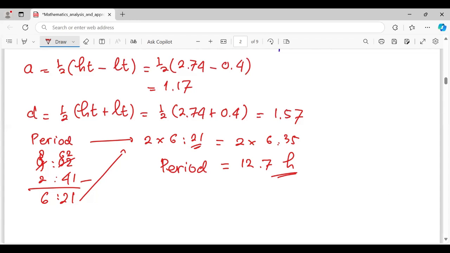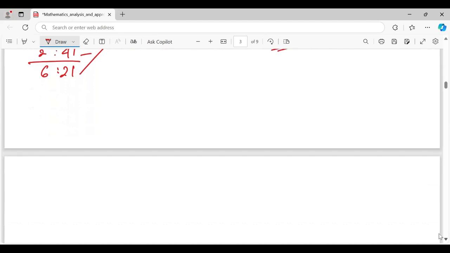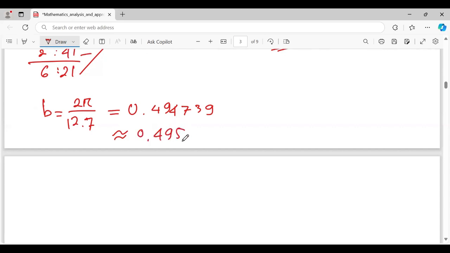Right. Now we're going to determine B. B is 2 pi over the period. Because one period is 2 pi. One period, according to our previous calculations, is 12.7. And if you calculate 2 times 3.14 over 12.7, it's going to be 0.494739. And you can approximate it as 0.495. This one.